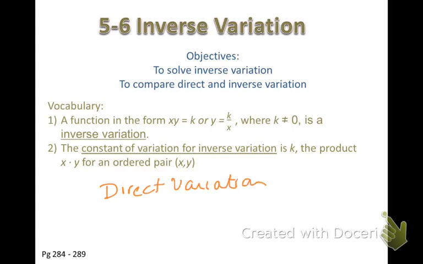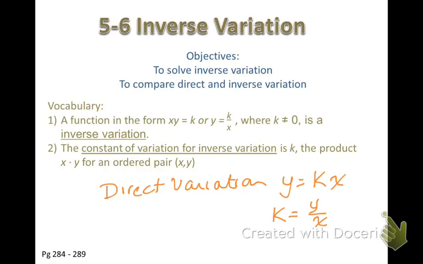The equation for direct variation was y equals kx, and to find k, you would divide y by x. That's a little different from inverse variation. A function in the form xy, where you multiply the x and y, equals k, or you can write it y equals k over x, where again, k does not equal 0.